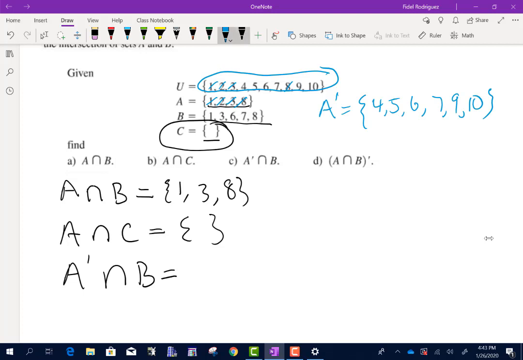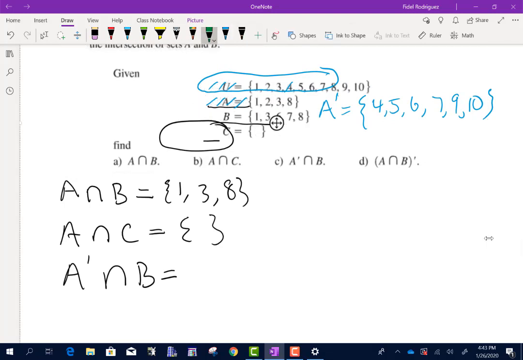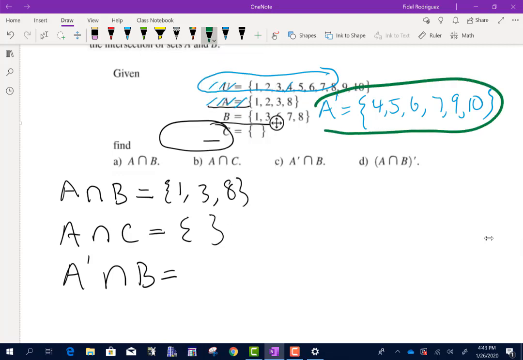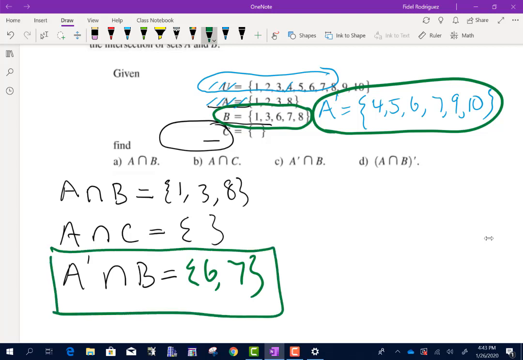Okay? Now I'm going to look at these numbers here, A complement, and look at the set B. Now, let's see what numbers they both have in common. 1, no. 3, no. 6, yes. So 6 is one of them. 7, yes. 7 is another one. 8, no it isn't. Okay. There we go. And then we found A complement intersection B.